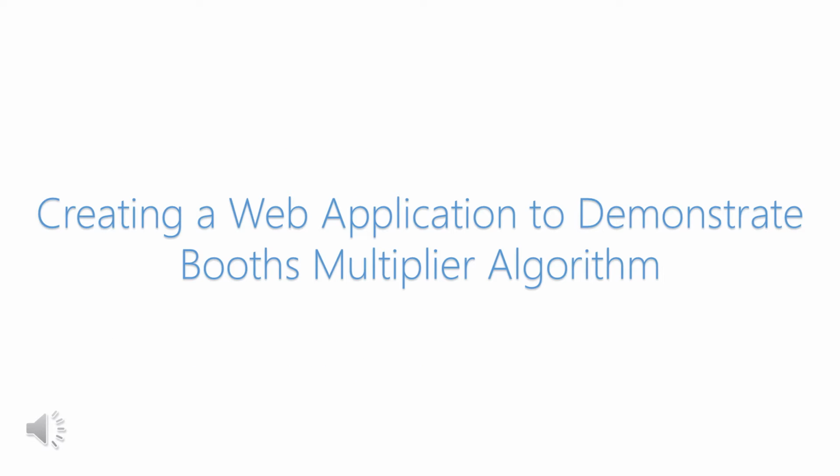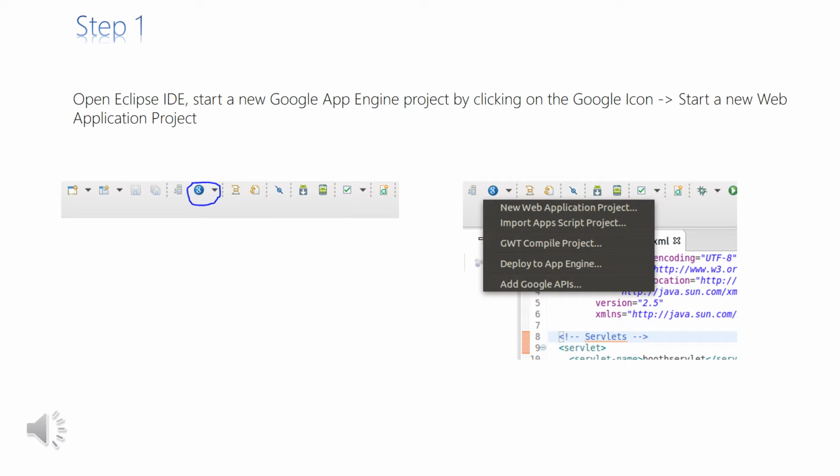To perform test automation, let's start by creating a web application to demonstrate a Booth's multiplier algorithm. Let's quickly create a web application. Follow the following steps. Open Eclipse IDE. Start a new Google App Engine project by clicking on the Google icon. Then click on Start a new web application project.